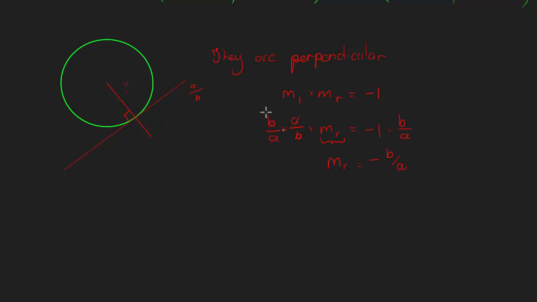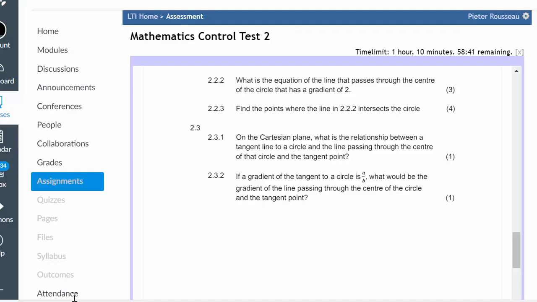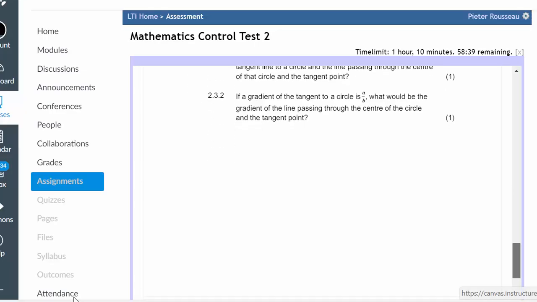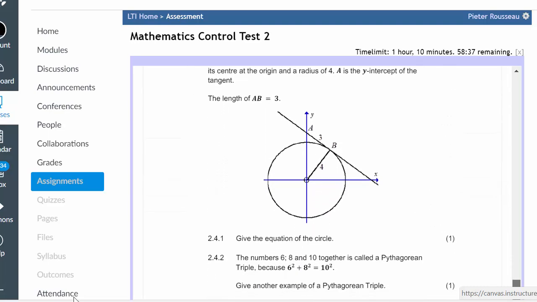So the point is that whenever I have a gradient like 1 over 2, the perpendicular gradient would be -2 over 1. If it was 3 over 2, the perpendicular gradient would be -2 over 3. In other words, the fraction swaps around and gets multiplied by -1. Okay, and then the next question, which was also fairly simple.